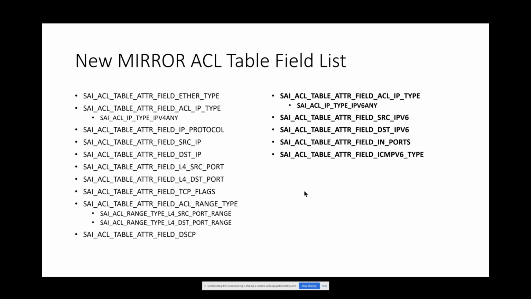Will these new rules only be applicable to the mirror ACL table? I mean, we have other ACL tables to deny or to forward some packets. Can we also use these new rules for those tables?